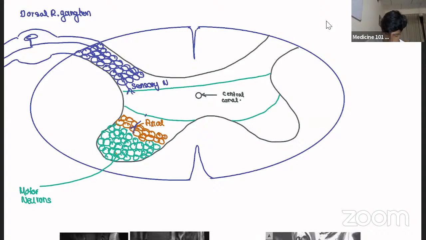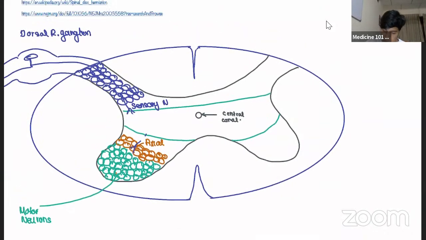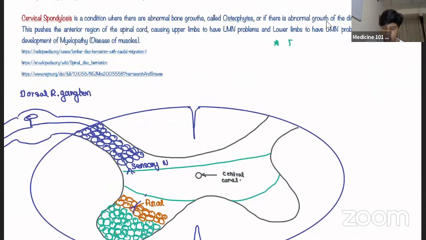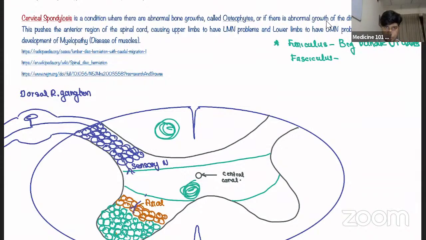Now, there's two words I need you to understand. What is a funiculus? And what is a fasciculus? Does anyone know what a funiculus is? Bundle of axons? Yes, it means a big bundle. And you are correct when you said axons, it is a big bundle of axons. So is the funiculus present here or here? The posterior side. Yeah.